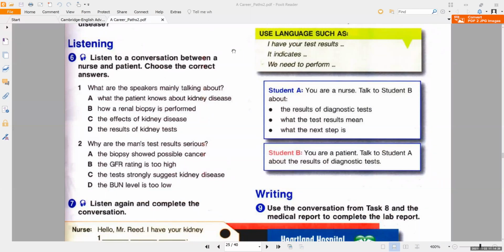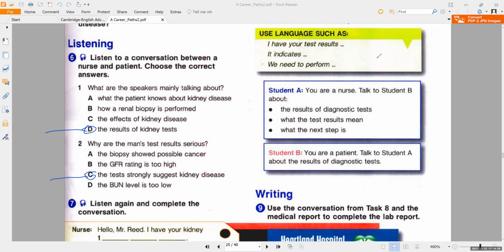Okay, so for question 1, what are the speakers mainly talking about? As you hear, they talked about results of kidney tests. And for question 2, why are the man's test results serious? Because it is C, the test strongly suggests kidney disease. So he has a very serious condition. Very serious means very dangerous condition of a kidney disease.